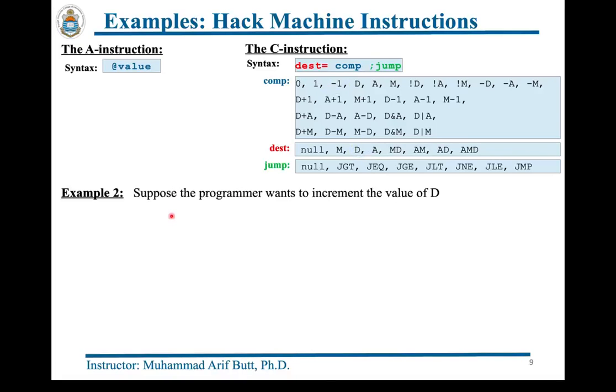Let's see another example. Suppose the programmer wants to increment the value of D. So if a programmer wants to increment the value of D, once again we have to use the C instruction. Destination is equal to computation, and in this case the destination is of course D and the computation is D plus 1 because we want to increment the value of D. And the exact C instruction that will perform this task is D is equal to D plus 1.